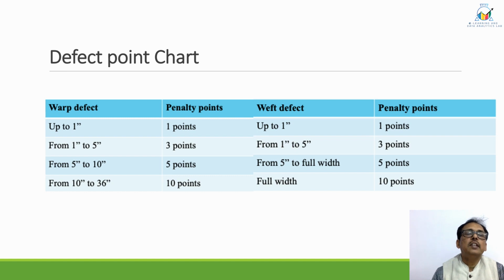The defect point chart: up to 1 inch 1 point, 1 to 5 inches 3 points, 5 to 10 inches 5 points, 10 to 36 inches 10 points. This is for warp defects. For weft defects: up to 1 inch 1 point, 1 to 5 inches 3 points, 5 inches to full width 5 points, full width 10 points. This is the defect chart.